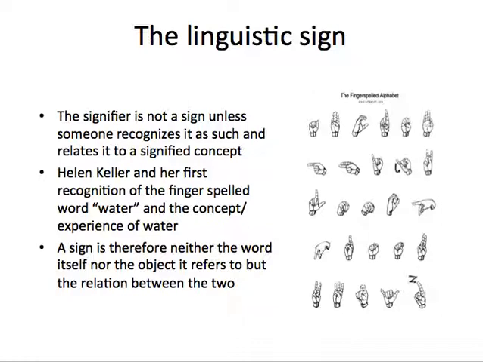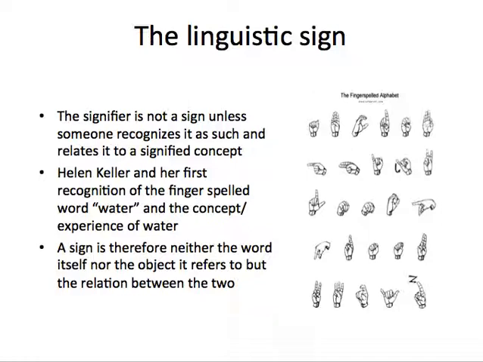So one thing we can say about this is that a sign is therefore neither the word itself, or the sound, or whatever it is, nor the object it refers to, but the relationship between the two. So once you understand that the signifier is actually pointing to, referring to something that's signified, then you recognize it as a sign.